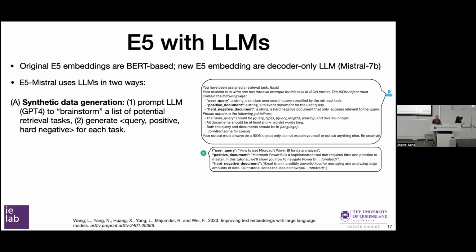This E5 Mistral uses large language models in two ways. One is similar to Gecko: they do synthetic data generation. They prompt an LLM, they use GPT-4 to brainstorm a list of potential retrieval tasks. Then for each retrieval task, they generate a query, a positive document, and a hard negative document. Here is an example in the figure of the prompts that they use with GPT-4 to create that synthetic data.